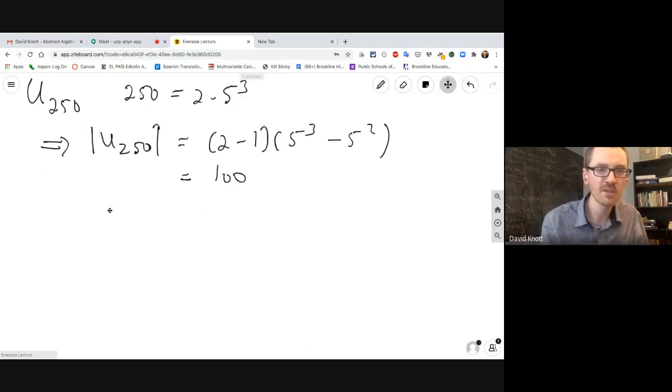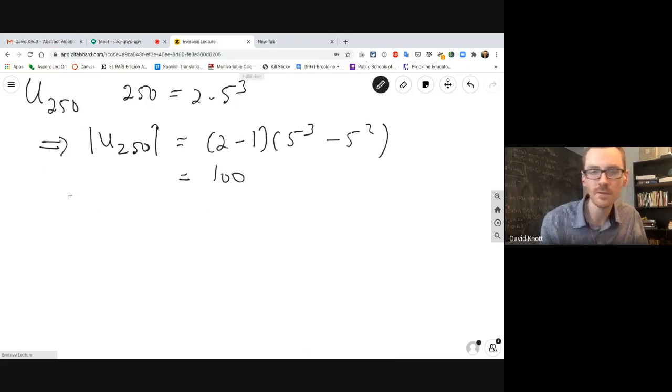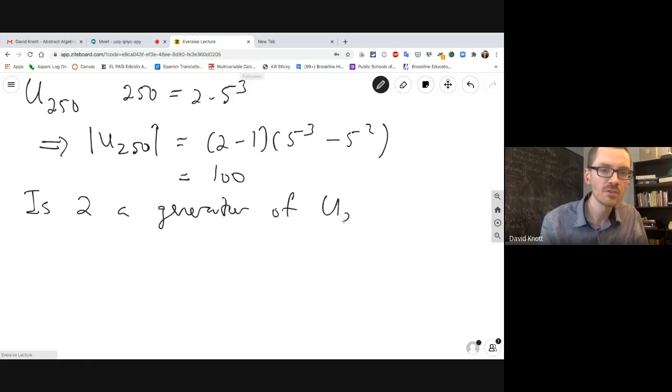Now here's the question I'm gonna ask you, and this is sort of the last thing that I'll say. Is 2 a generator of U250? Okay, and remember what that means. That means, if I take repeated powers of 2, like 2 to the first, 2 squared, 2 to the third, and so on, modulo 250, if I look at all those powers, do I get all the elements in this group? Do I get all of them?